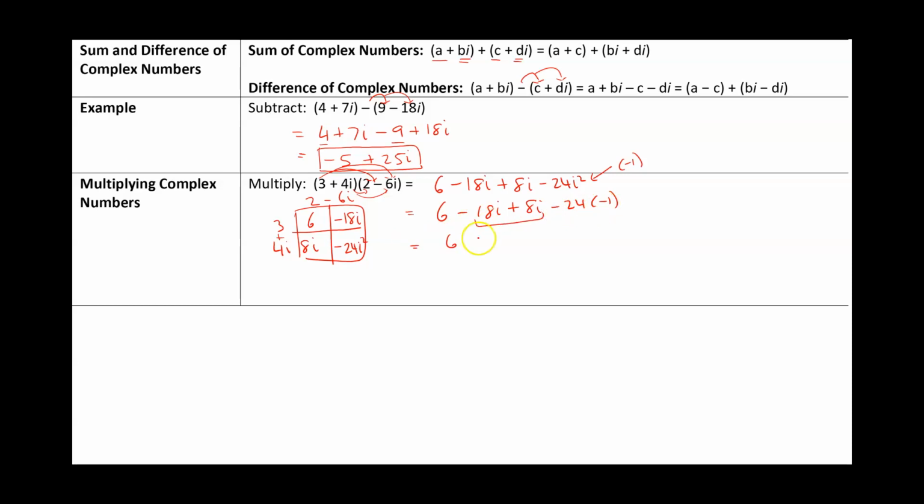So this will give you 6, negative 18i and positive 8i. Those are like terms. If you combine those, we get a negative 10i. Negative 24 times negative 1 is a positive 24. If we add 6 plus 24, this will give you 30 minus 10i.